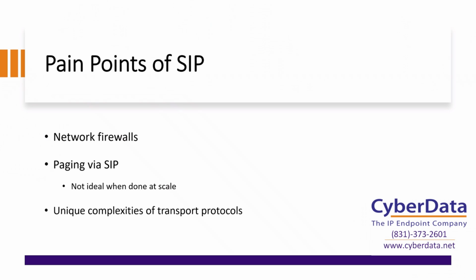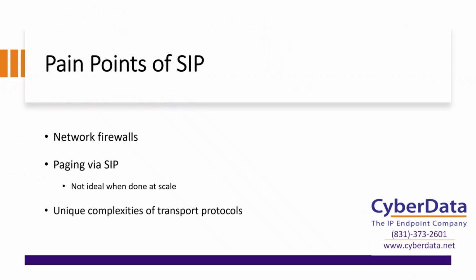because generally when you're dealing with paging, you're going to be dealing with a higher number of endpoints, sometimes 50, 100, sometimes even 200 is not abnormal when you're dealing with, say, a large school campus or a large hospital building or what have you. Sometimes there's a lot of endpoints that need to play a message, and when dealing with that kind of scale, SIP is not ideal for something like that.